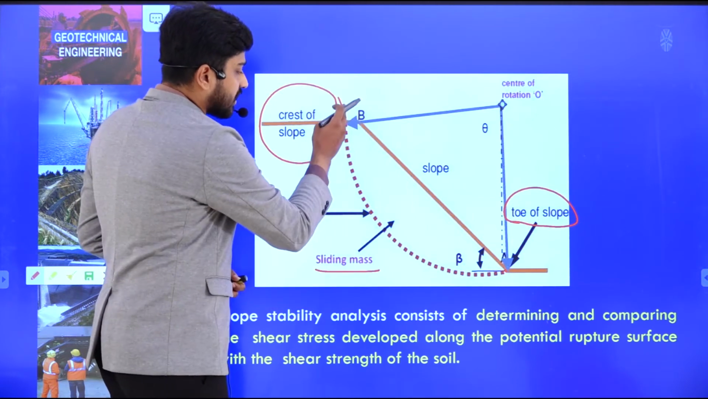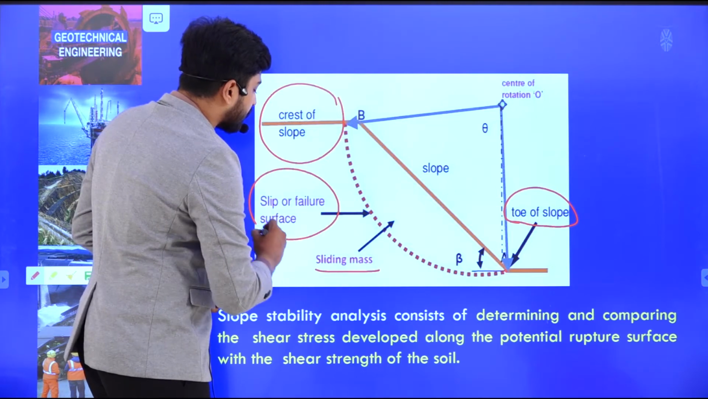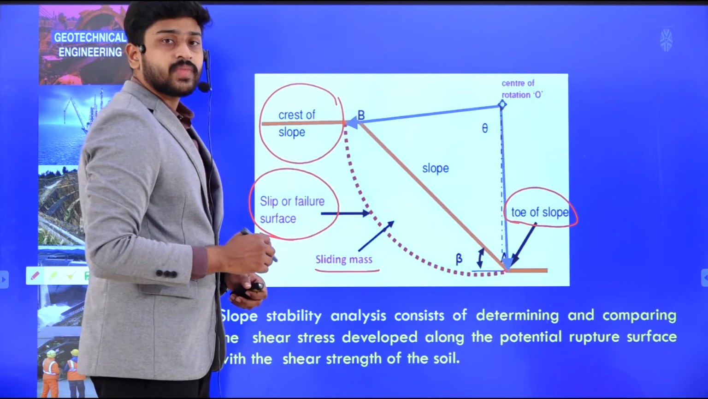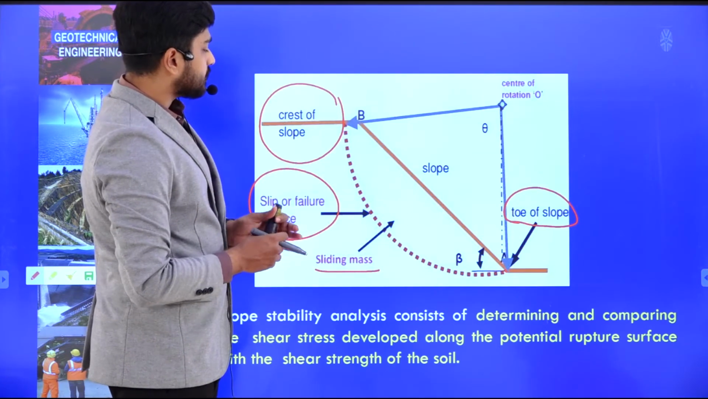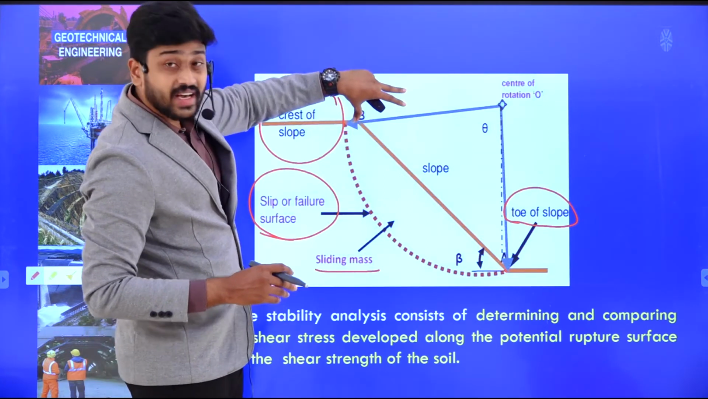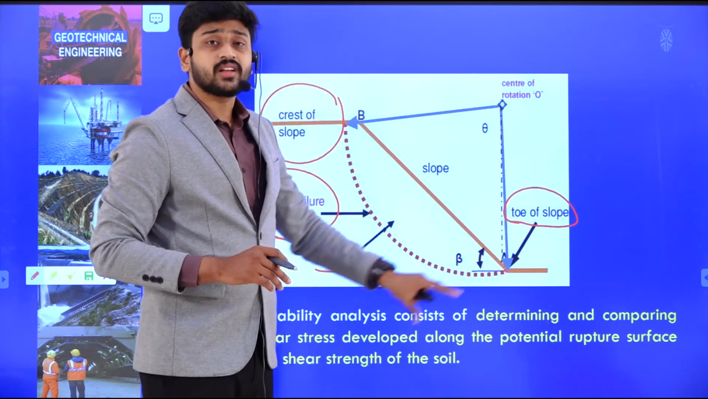So here, as I have stated, it is failing along this particular plane, so it is known as the slip surface or failure surface. If you see here, in general, we consider that this critical failure path is generally circular in shape.